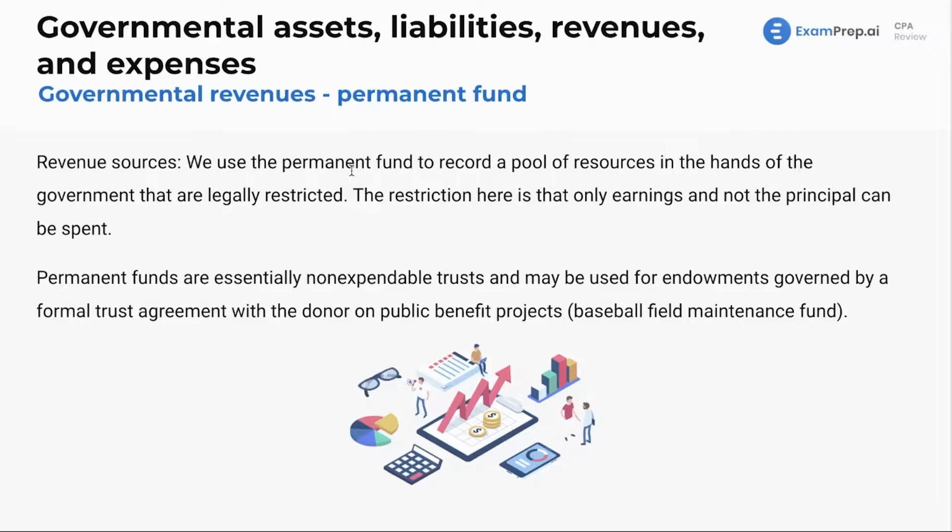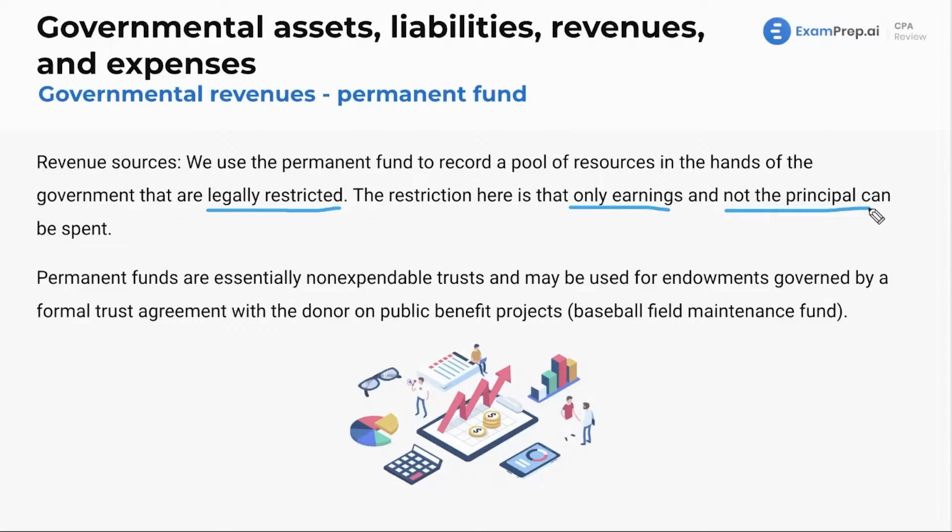Let's say you are a super wealthy, super successful member of your community. You come back and say, "Here's $1 million." You can't do anything with the principal, but the government can spend any interest made on it. And generally, you're going to tell them what they can do with it, like build a baseball field. We use the permanent fund to record a pool of resources in the hands of the government that are legally restricted. The restriction here is that only earnings, and not the principal, can be spent.